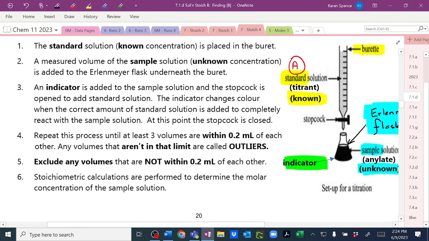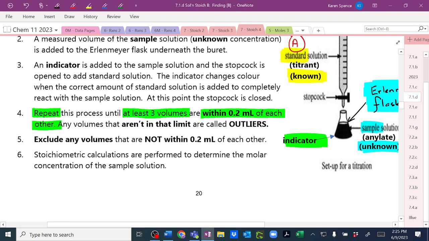And we don't just do it once, we repeat it until at least 3 volumes are within 0.2 milliliters of each other. Yes? So that might take 3 trials, it might take 4 trials, it might take 5 trials. You are going to have a big long block to do this in. Normally people can finish it within a normal size block, so you'll have tons of time to be as perfectionistic as you want. That will not be a luxury you have very often, so enjoy it, okay?